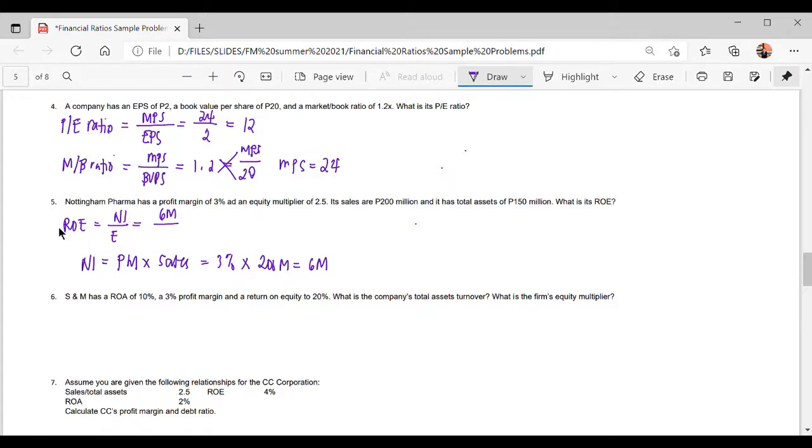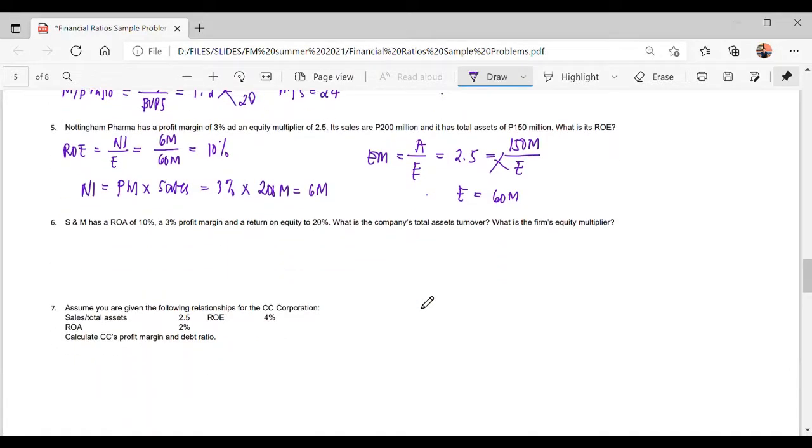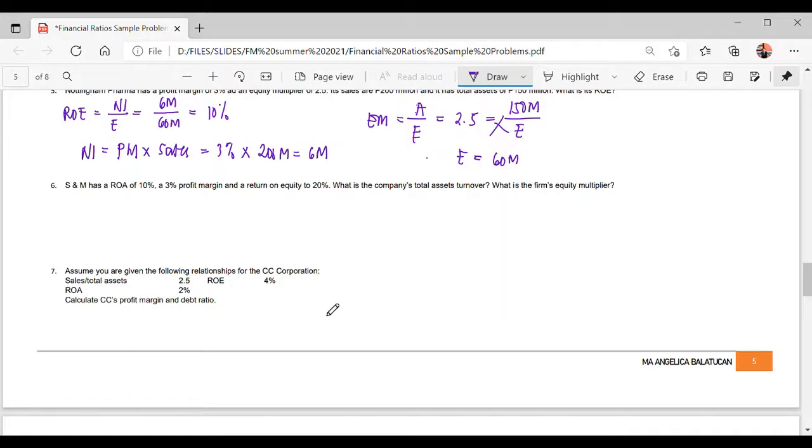And what is our equity here? To get your equity, you have your equity multiplier, which is your average total assets over your equity. This is 2.5 equals your assets, 150 million, over your equity. Then cross multiply. Your equity here would be 150 divided by 2.5, so you have 60 million. Okay, so 6 over 60 million, this would be 10%. Let's check your answers. Okay, so those are correct. Question number 6, what is the equity multiplier? What are your answers?